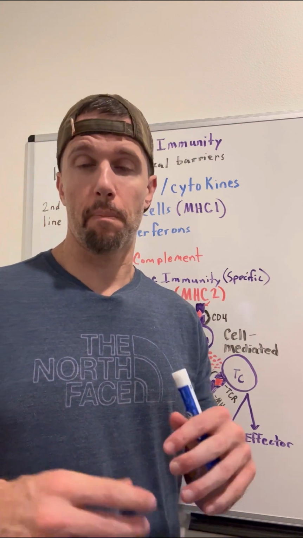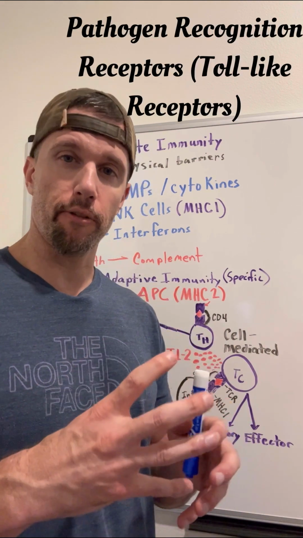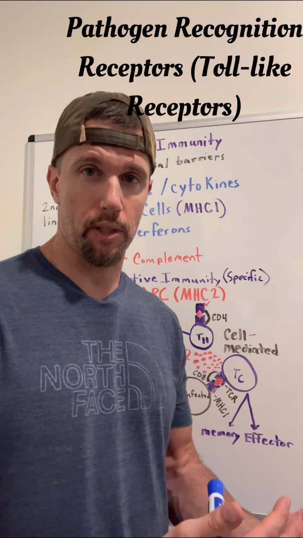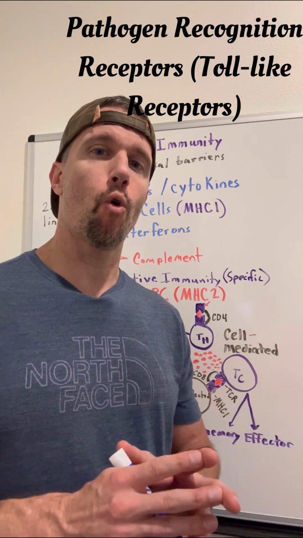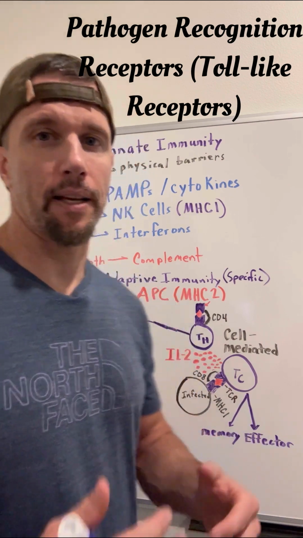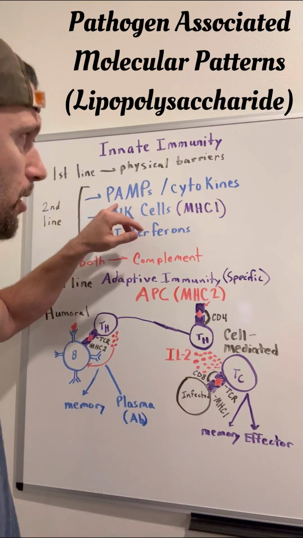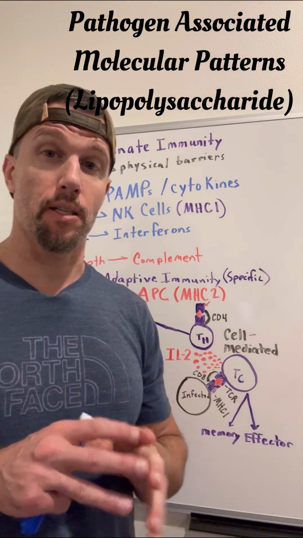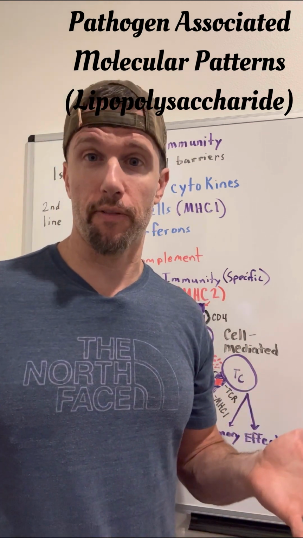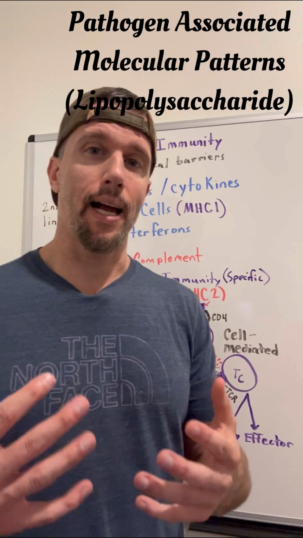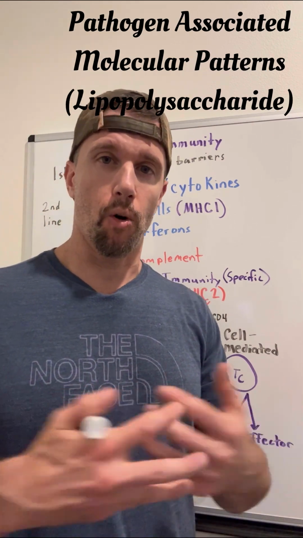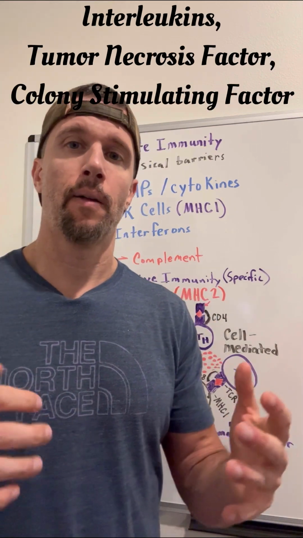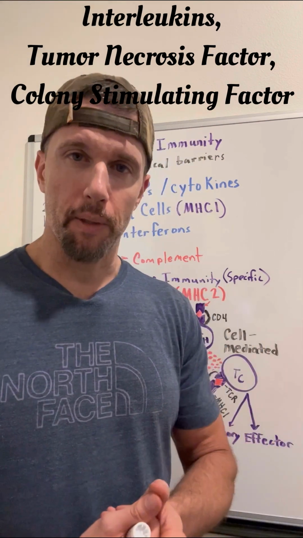They typically have something called pathogen recognition receptors on their surface. The main example is toll-like receptors. These will recognize things that are foreign on the pathogen that enters our body. These foreign molecules are called pathogen-associated molecular patterns. So these are patterns on the surface of the pathogens that aren't on the surface of our cells. Our immune cells will recognize these through their toll-like receptors, and they will phagocytize that pathogen and release cytokines like interleukins, tumor necrosis factor alpha, and colony stimulating factor.